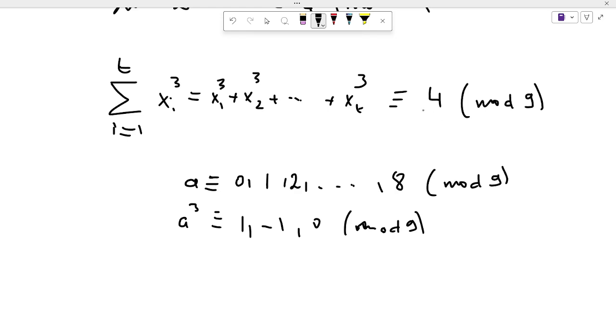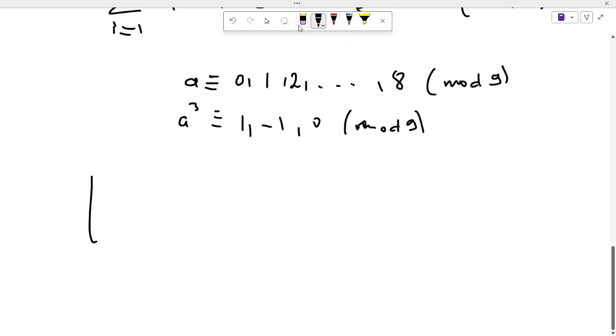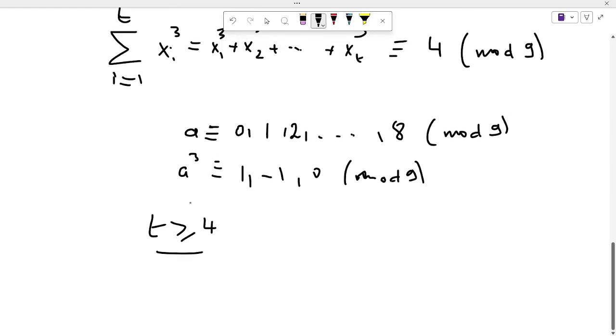So in order to reach 4 mod 9, we cannot do that with 1 term. We cannot do that with 2 terms, and we cannot do that with 3 terms. So we need at least 4 terms in order to reach 4. We can see now that t is greater than or equal to 4.